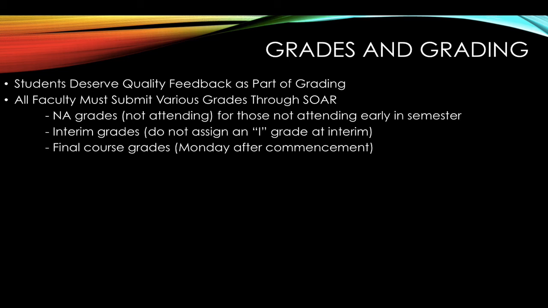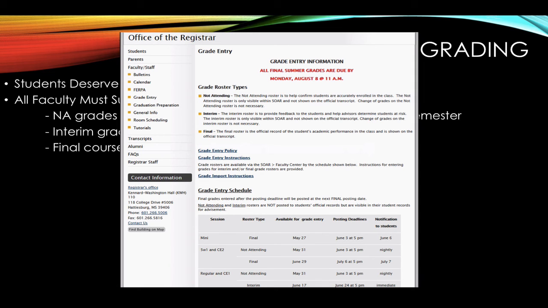Now, you can find the official dates and times for all of the things that we've been talking about by going to the Office of the Registrar, looking over on the left and finding the Faculty Staff tab and going to Grade Entry. And when you do that, you're going to see this screen. Now this, again, is for the summer of 2016, and it'll change for the fall. But you can see here when the not attending grades were due in SOAR, when the interim grades are due, the final grades, etc. You can find all that information on that particular web page so that you know exactly when you have to do these various grade entries.